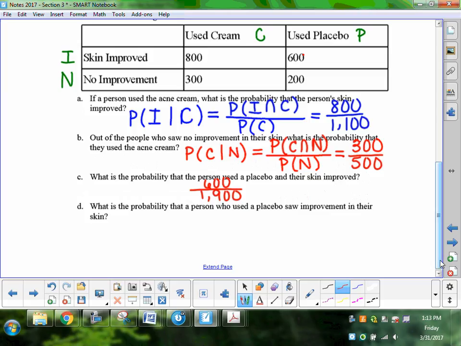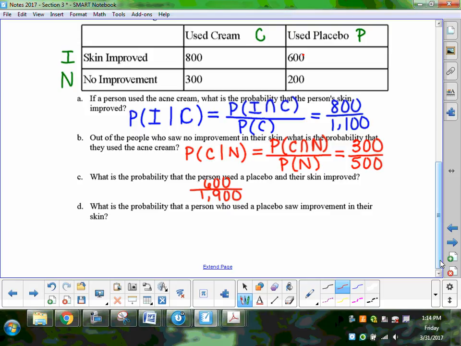What's the probability that a person who used the placebo saw an improvement? Is this conditional? Reading what's there, is it conditional? Does something need to happen? I love that we're so quiet. Raise your hand for the answers. It's not like you're going to get thrown out of the second floor here if you get it wrong.